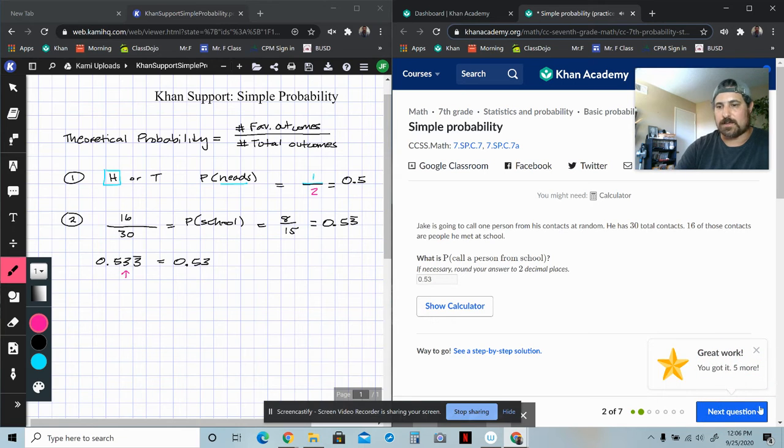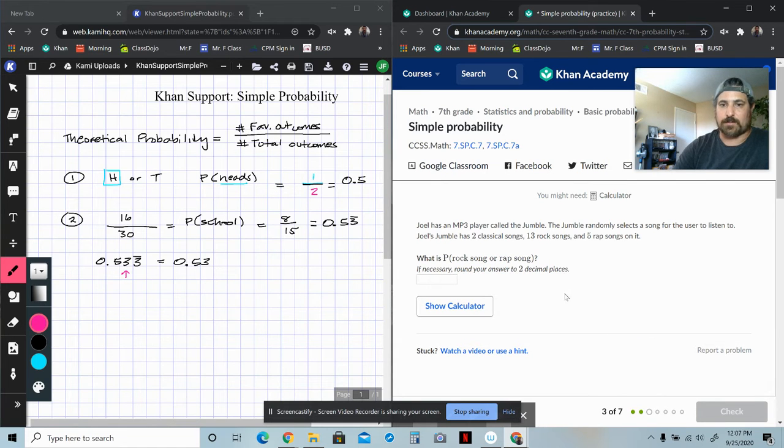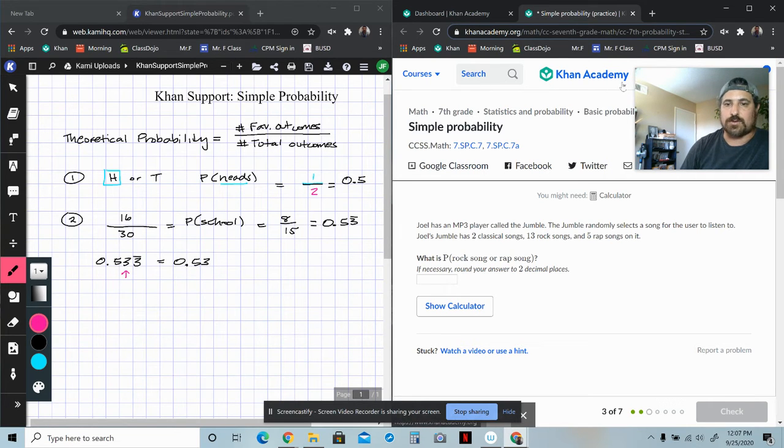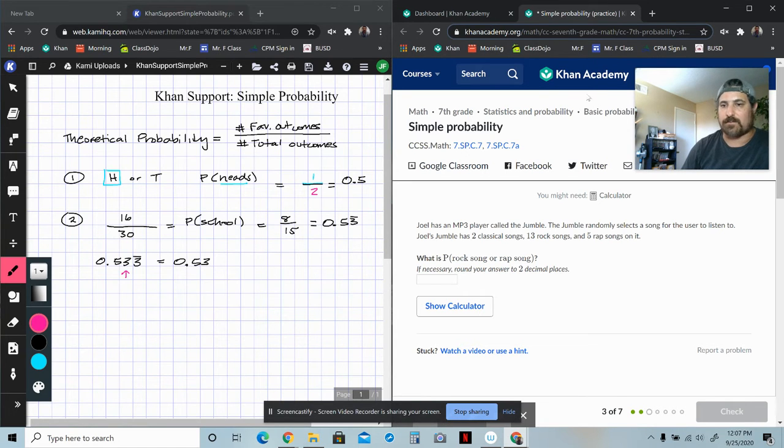That's it. It's really that easy. It's just the number of favorable over the number of possible. So let's do the next one. It says Joel has an MP3 player called Jumble. The Jumble randomly selects a song for the user to listen to. Joel's Jumble has 2 classic songs, 13 rock songs, and 5 rap songs on it.